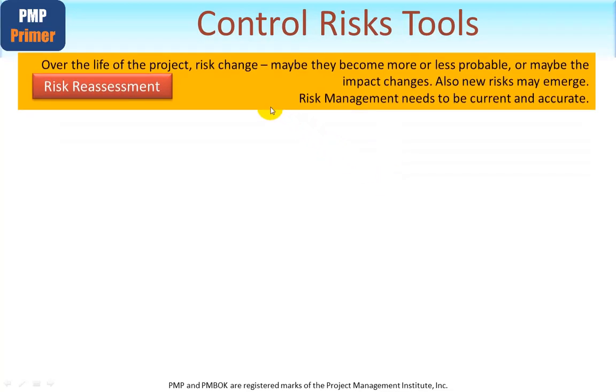Now, over the life of the project, as I've mentioned already, risks can change. Maybe they become more or less likely, or maybe the impact changes, higher, lower, or the impact is different in some way. Also, new risks may emerge that could not have been known about when carrying out the various risk processes within the planning process group. So therefore, risk management needs to be updated so that it can be kept current and accurate. This is what this particular tool is all about.